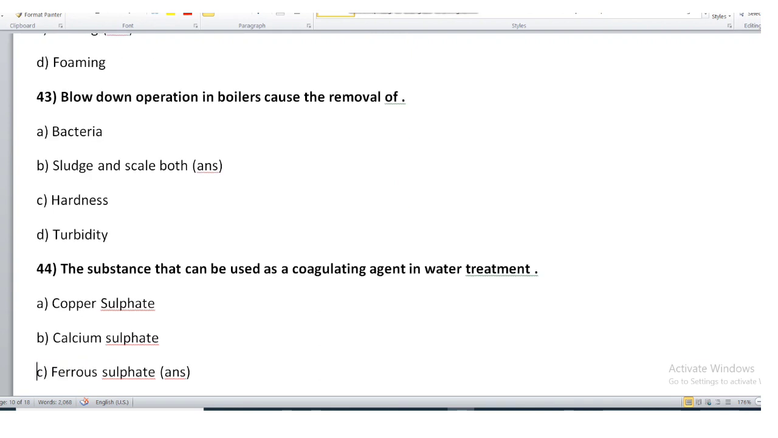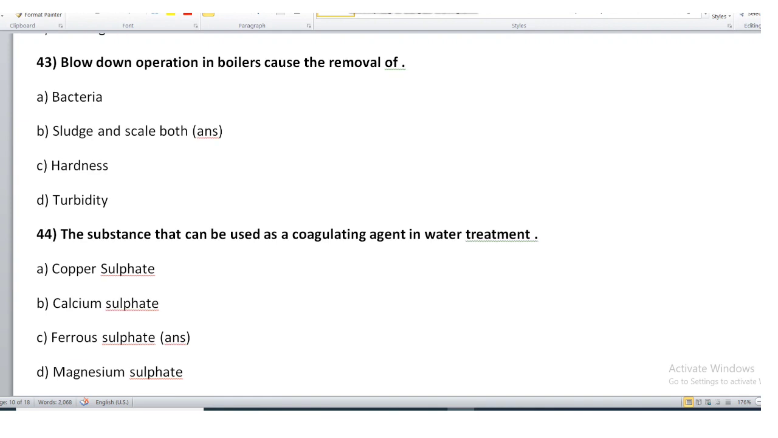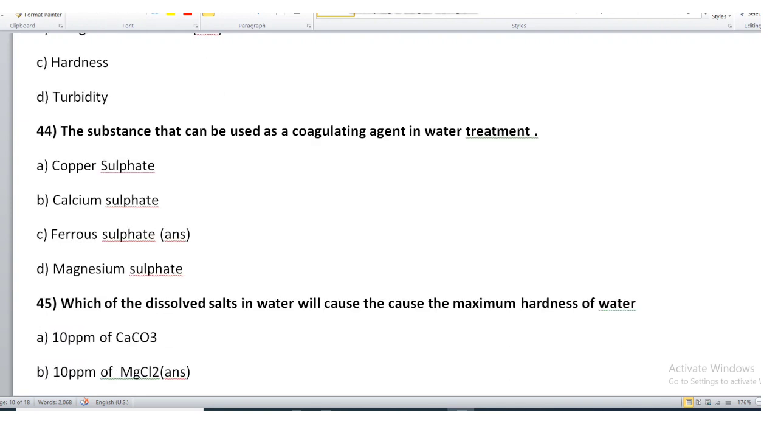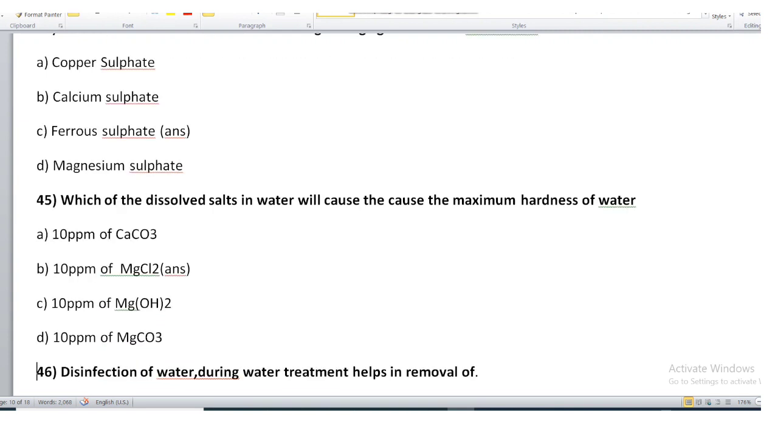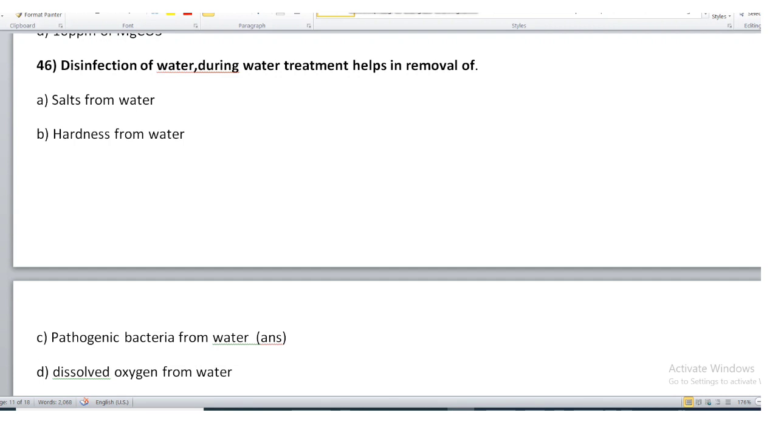The substance that can be used as a coagulating agent in water treatment is ferrous sulfate, or alum. It is also used as a coagulating agent in water treatment. Which of the following salts in water will cause the maximum hardness of water? Magnesium chloride causes maximum hardness, that is permanent hardness of water.